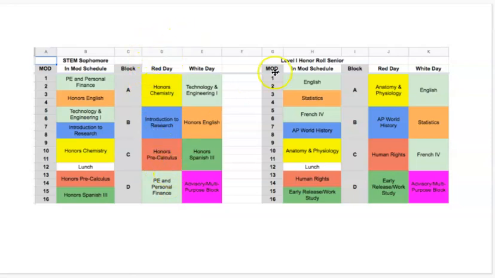A level 1 honor roll senior is a student that's in good academic standing but isn't necessarily super motivated to take a lot of high-level courses. So this is what it would look like in a 16 mod schedule, and this is the red-white AB day, making it a little bit more feasible to try to talk them into maybe stretching a little bit and taking a higher level course.